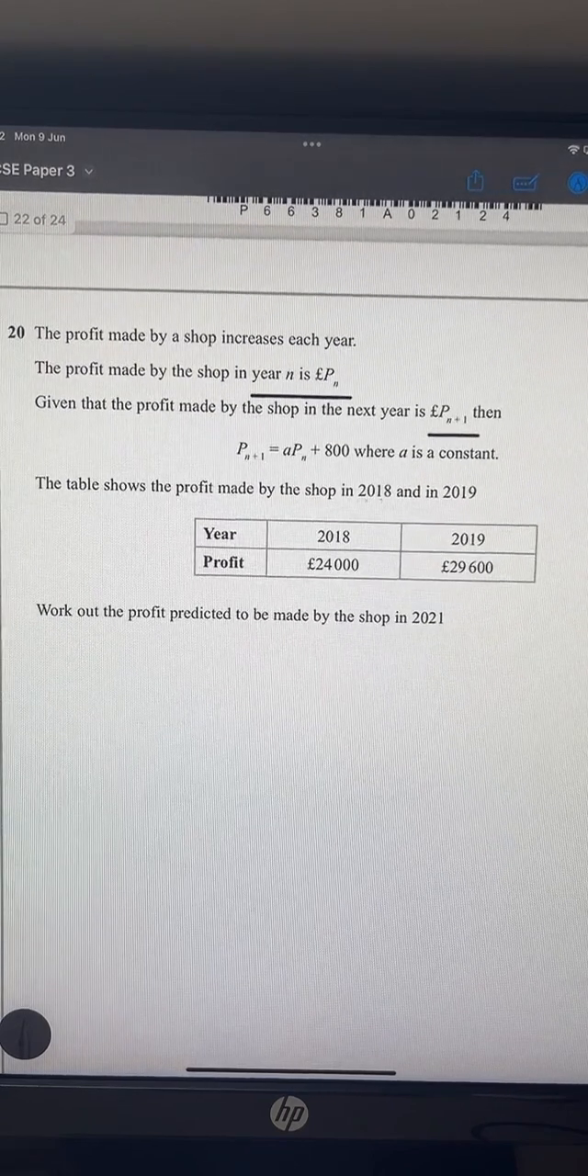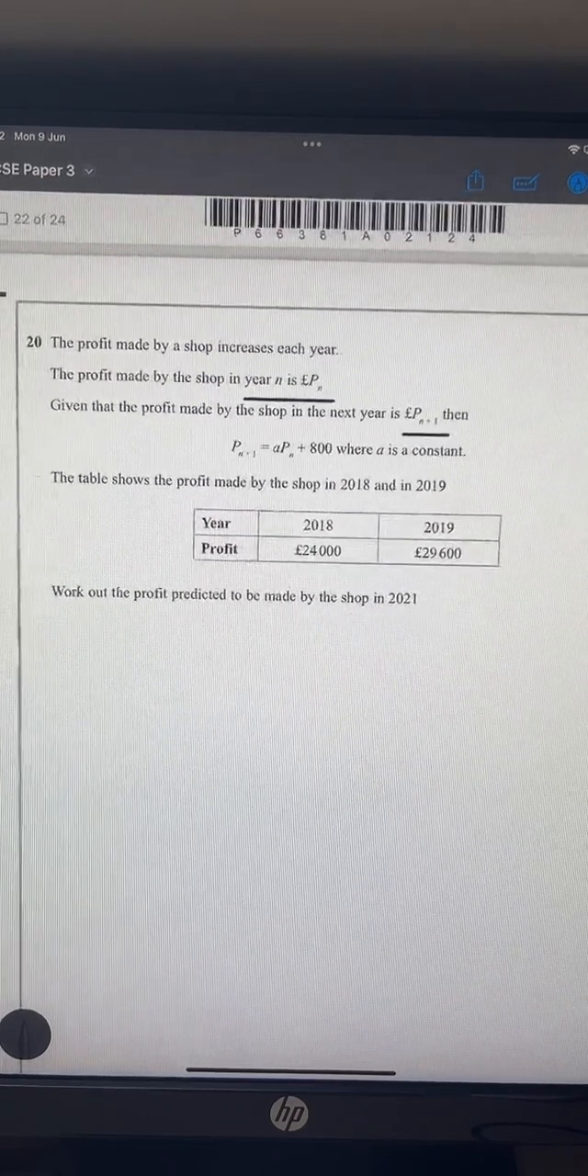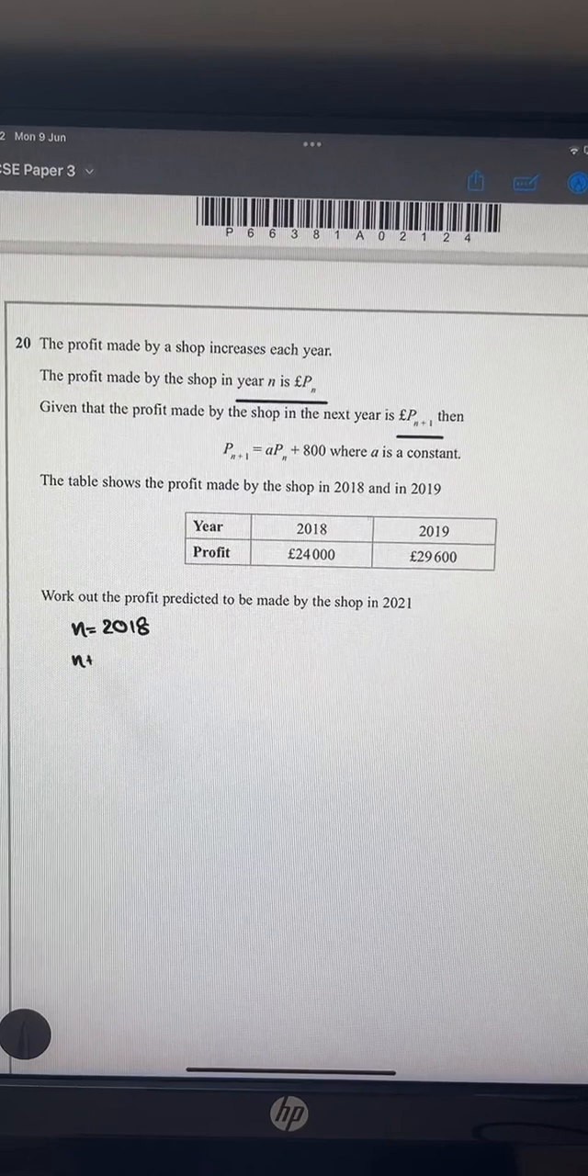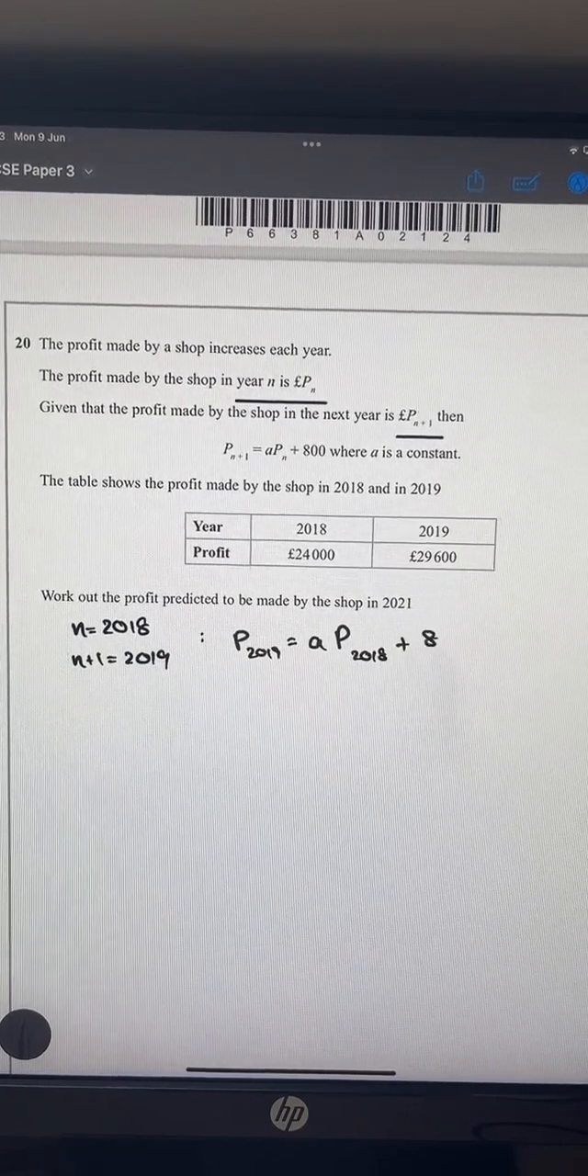The table shows profit made by shop in 2018 and 2019. Work out the profit predicted to be made in 2021. First things first, looking at this, we don't know what A is, and it seems like we have to find A. How do we do it? We plug in some values, right? So I know that this would be the next year and this would be the previous year. So we'll just say if N equals 2018, N plus 1 is 2019. So the profit made in 2019 is equal to A times the profit made in 2018 plus 800.